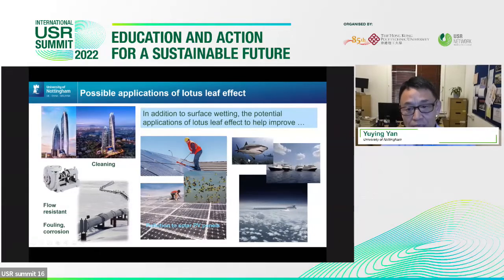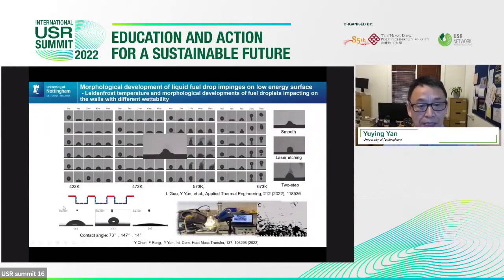Also, we need a low-resistance surface, for a low drag and low energy consumption. So in the work we have done over the last 15 to 20 years, we developed so-called self-cleaning surfaces and also superhydrophobic or heterogeneous surfaces. First of all, to enhance nucleate boiling and improve low-energy surface cooling, and to improve the latent frost temperature effect, and the morphological development of fuel drops on the surface for cooling.